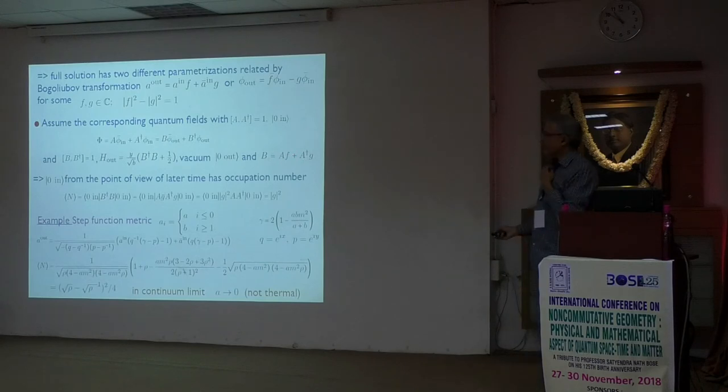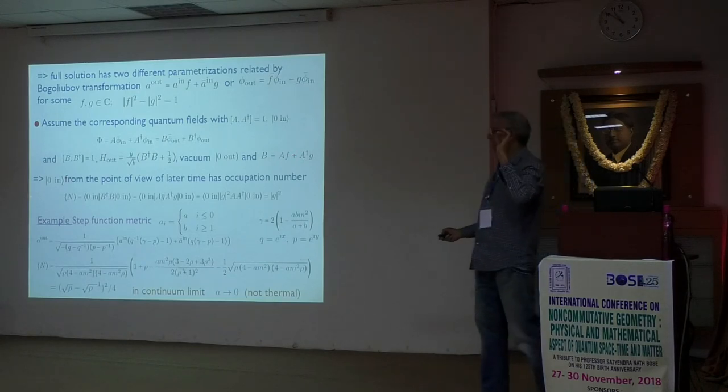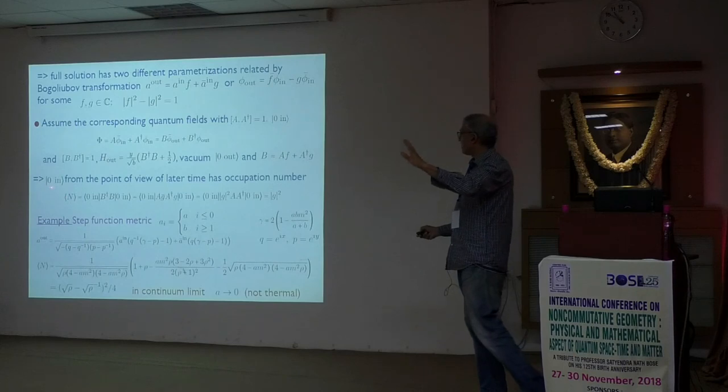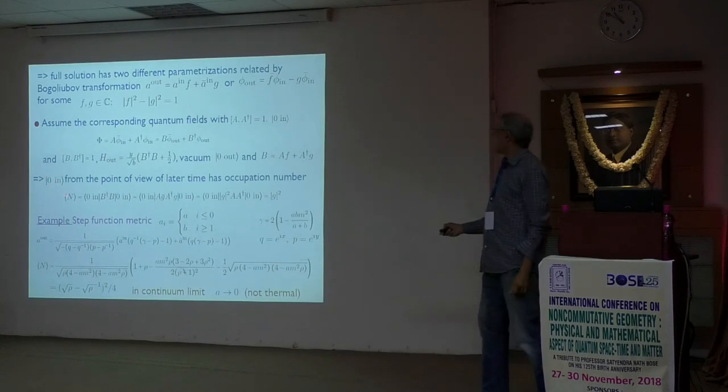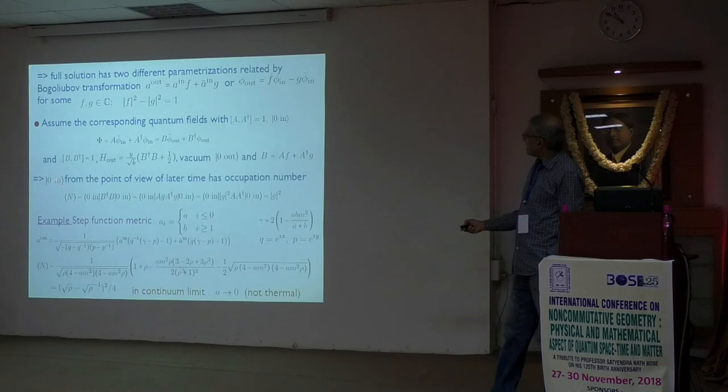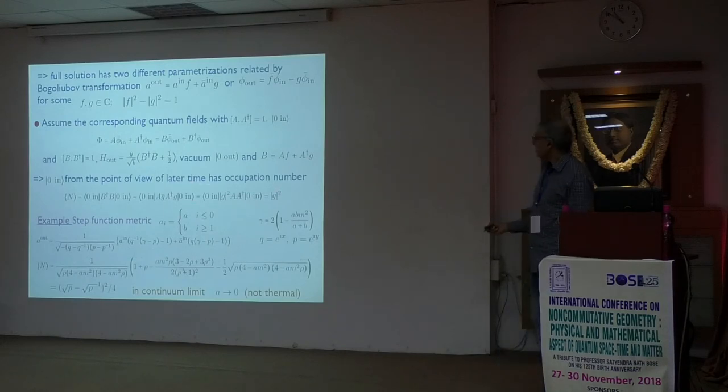So now, if you are in the vacuum state on the input side at large negative time, you have a vacuum at large negative i, and you look at it from the point of view of later time, then the occupation number is given by the in vacuum expectation of B dagger B, which is the occupation number at later time. And then when you substitute in and do some calculations, you get that it's the modulus of beta squared. So that's a standard calculation.